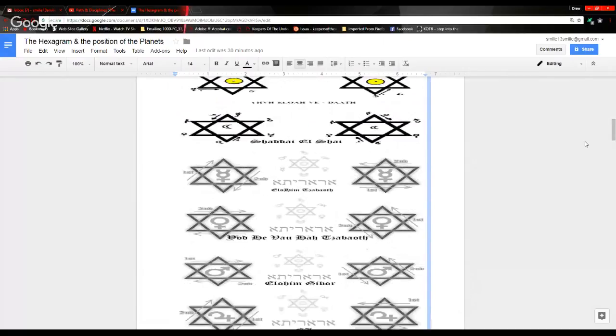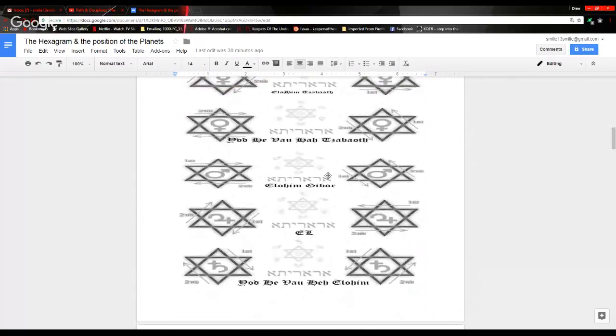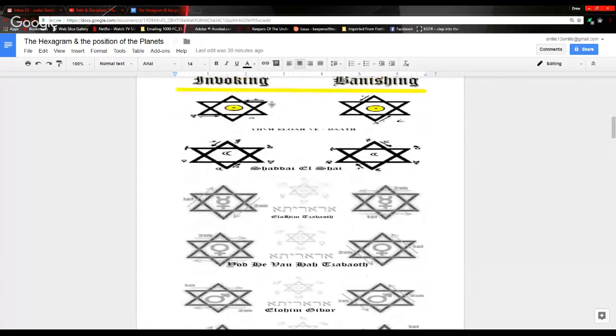As you can see here, I have them in the order in which we did go, along with their formula. So from here, we'd start at the far right and go left, down, up. Then we'll start here. Then we draw in the sun and pronounce Yehovah Elohavadat.